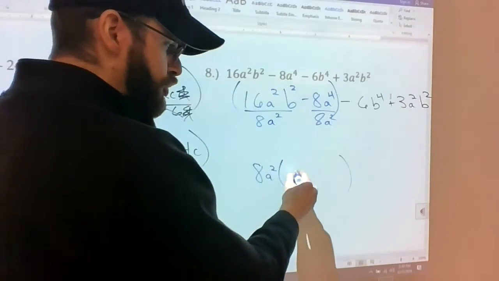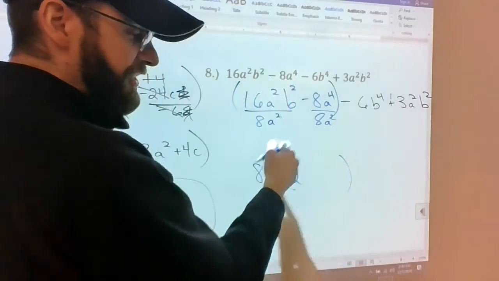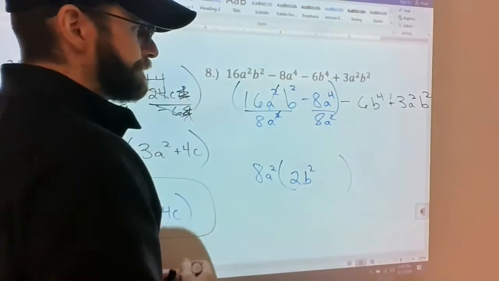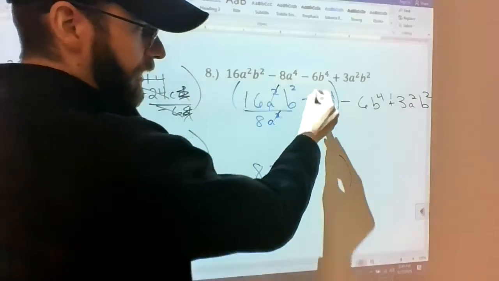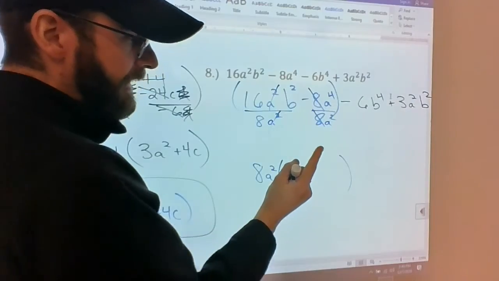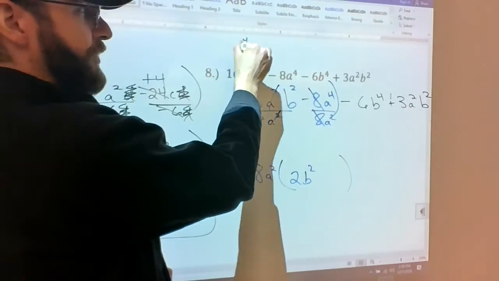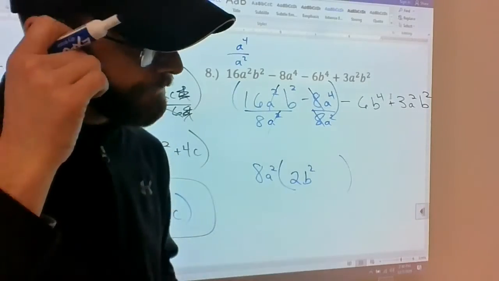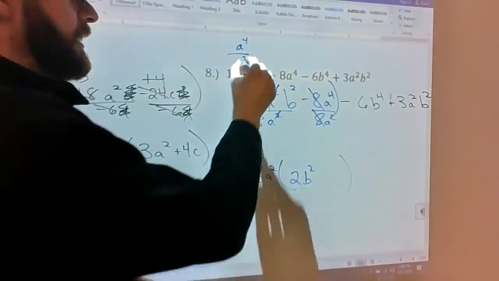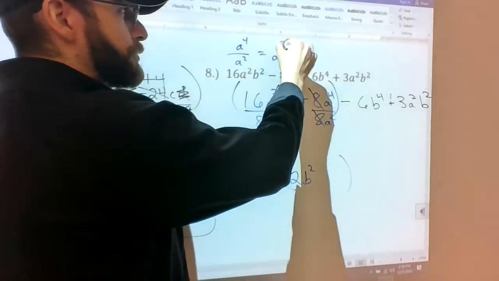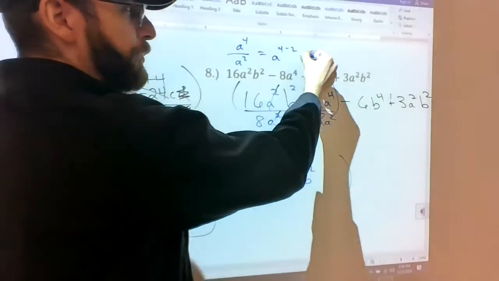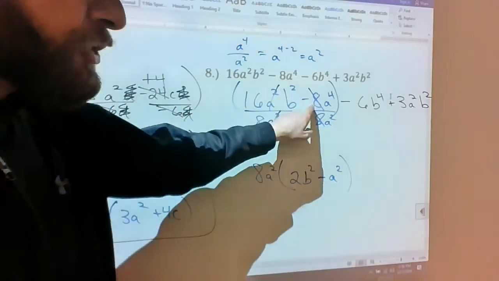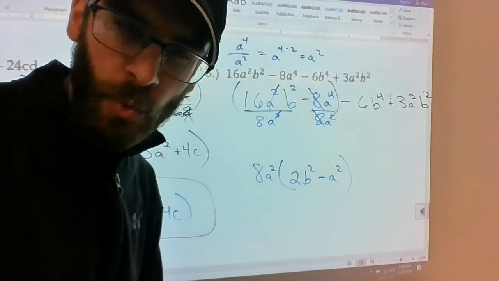16 divided by 8 is 2. The a squared's completely canceled, and you're left with a b squared. Second part, 8 divided by 8 is 1. A to the 4 divided by a squared. Well, if you recall back in chapter 3, we talked all about properties of exponents. If you're dividing, remember, that's subtraction. It's just going to be a to the 2 power. So a to the 2 power is what's left over right here. Minus 1, a to the 2. I don't have to put the actual 1 in front, though.